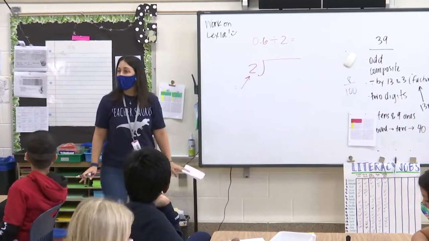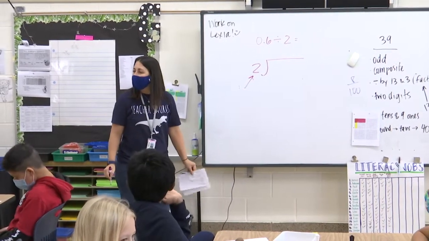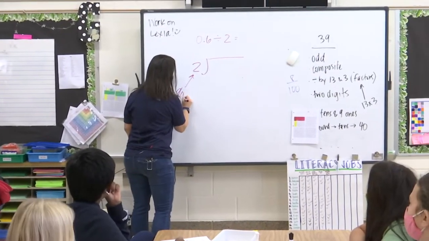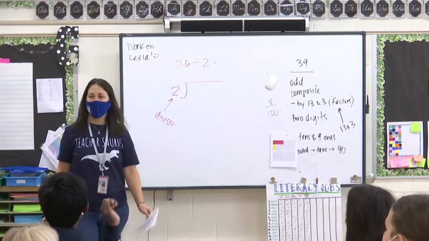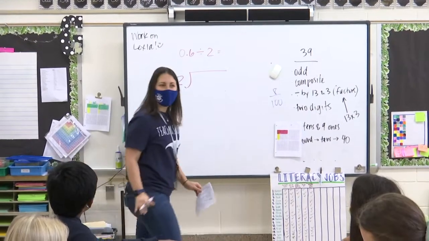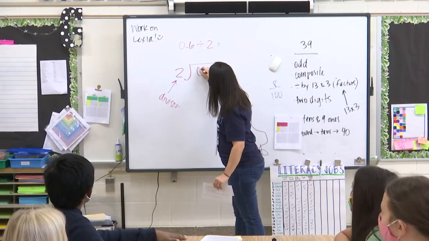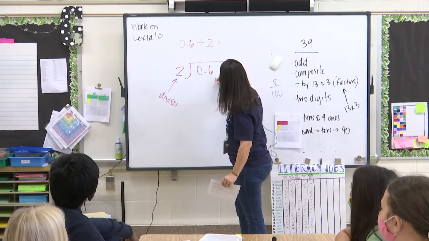Anyone know what this is? Ms. Shashini? It's the divisor. Yeah, it's the divisor, right? It's what we're going to divide it by. All right. What goes in here? What goes in there? Some tentative hands. Ms. Hina? 0 and 6/10. Yeah. Right, and what is this called?